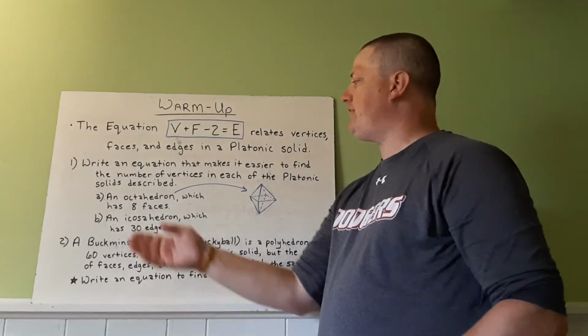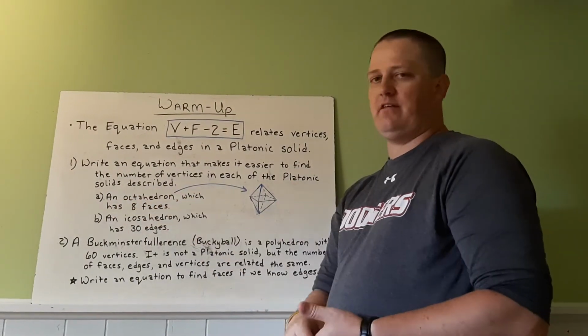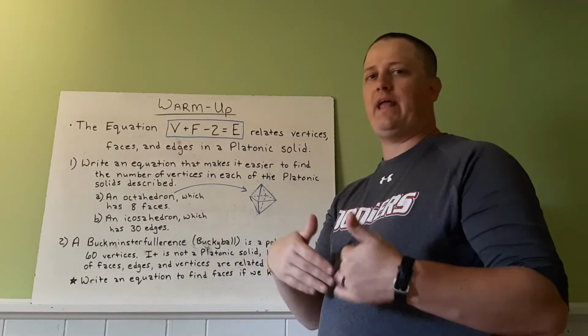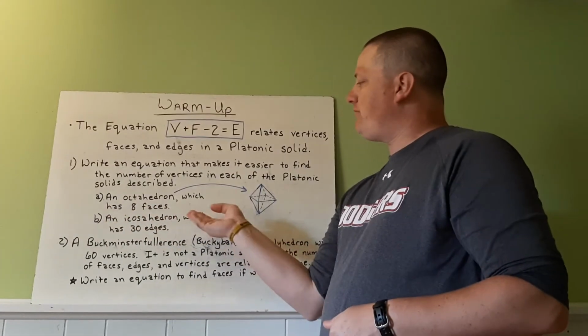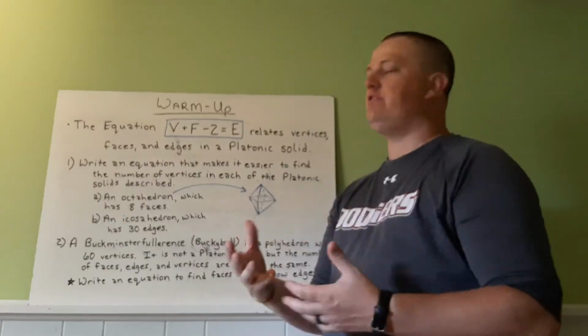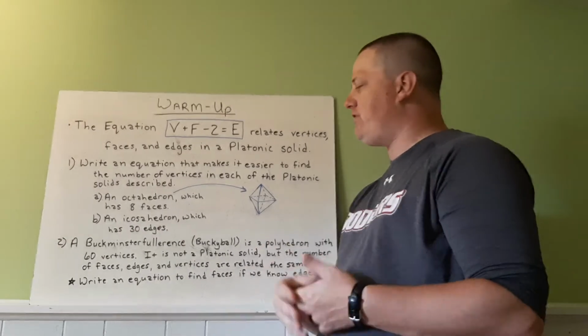So the first one is an octahedron, which I've drawn here, which has 8 faces. So 8 faces, where would the 8 go? An icosahedron, which has 30 edges. Use that equation that you created. You're going to put 30 in for edges.